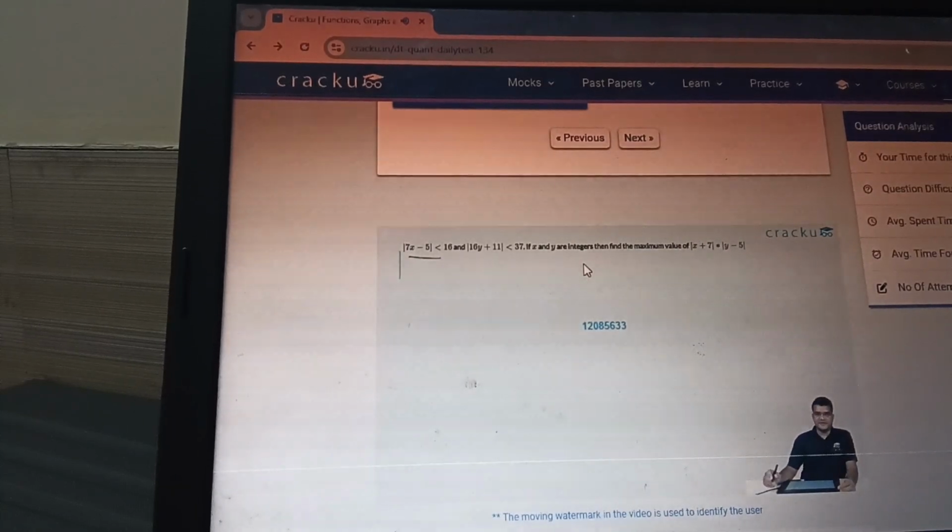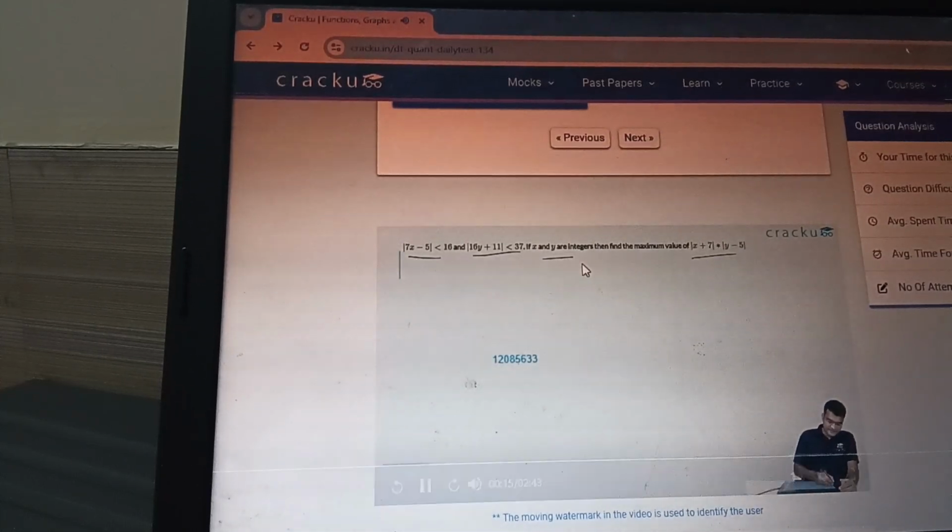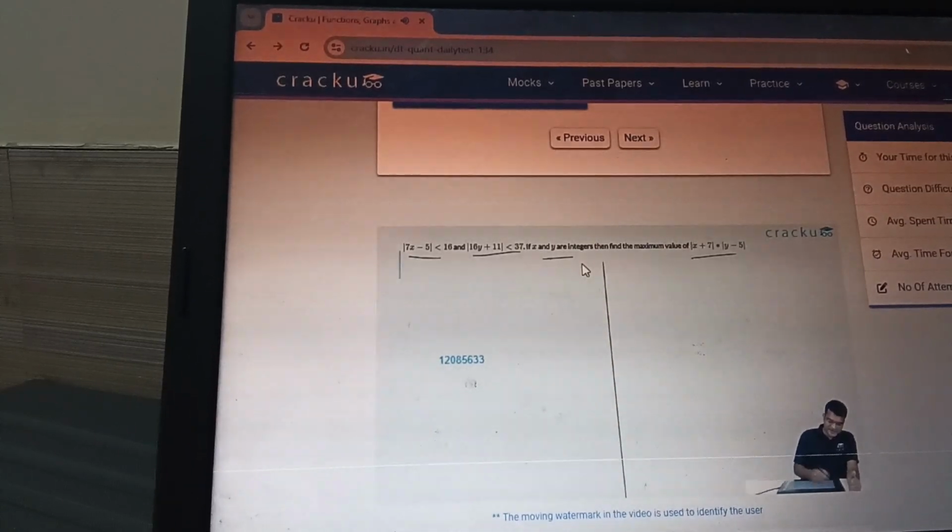that modulus of 7x minus 5 is less than 16 and modulus of 16y plus 11 is also less than 37, and we are told that x and y are integers and we are required to calculate the maximum value of modulus of x plus 7 into modulus of y minus 5. So let us look at both the inequalities. Both of them will give us an interval for x and y, and we'll pick the value of x and the value of y for which the given product is maximized.